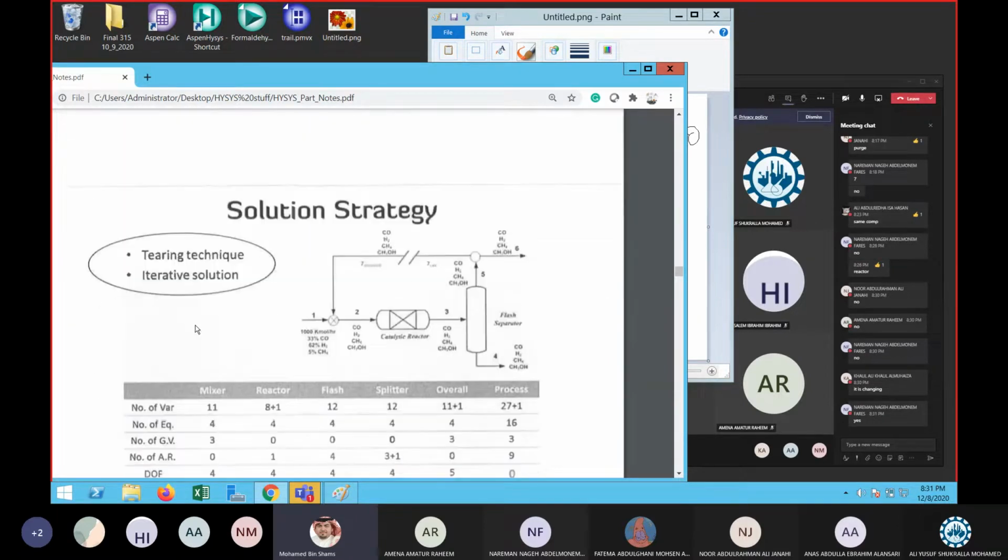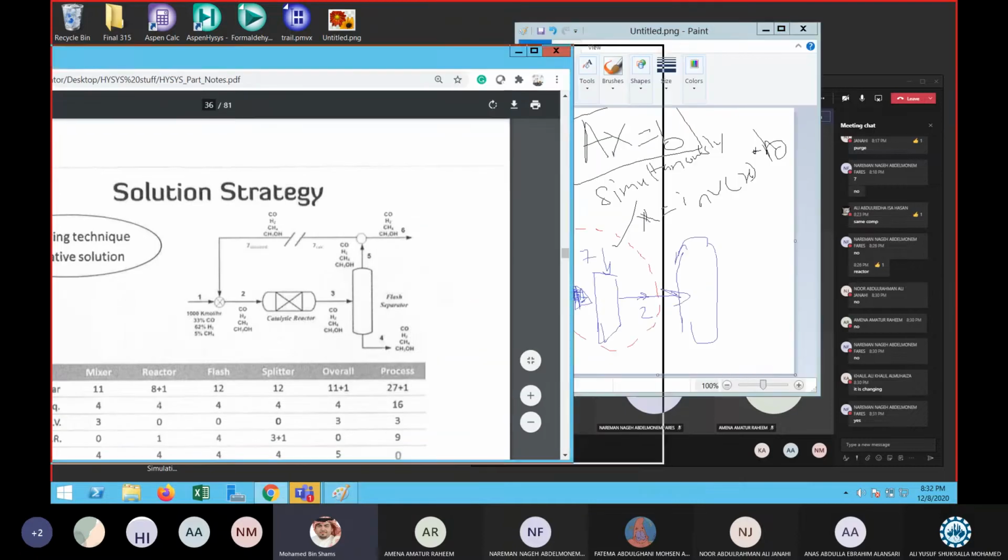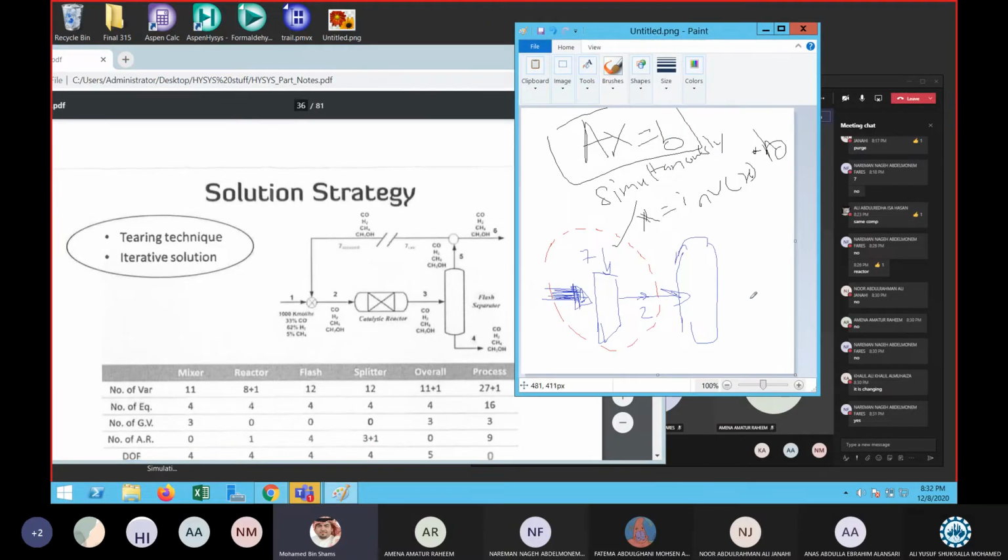Now this strategy, Shabab, that HYSYS uses, I'm explaining to you the strategy. Then you will see how we're going to do this in HYSYS. It's just a block. But I'm going to explain to you how that block works. Now here, as you can see, the strategy is called the tiering technique. What does it mean, tiering? What does tiering mean?